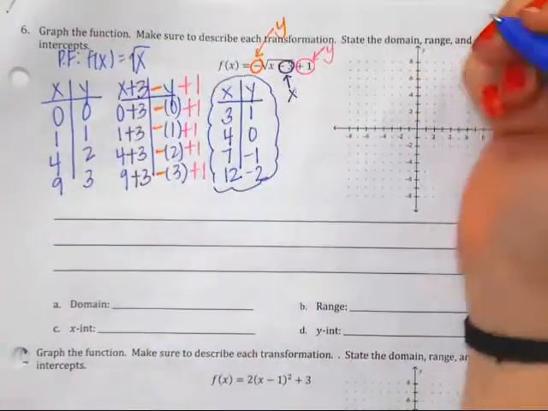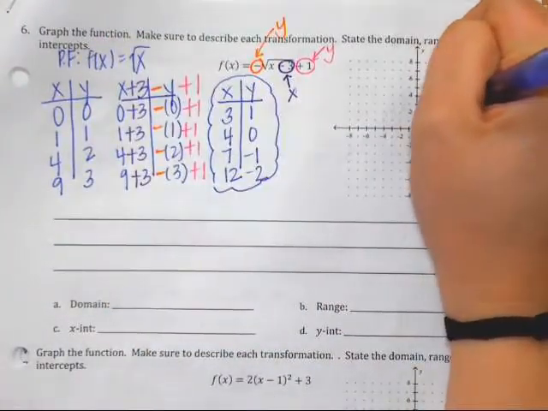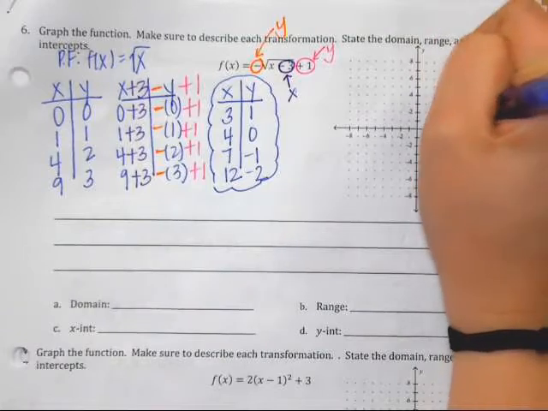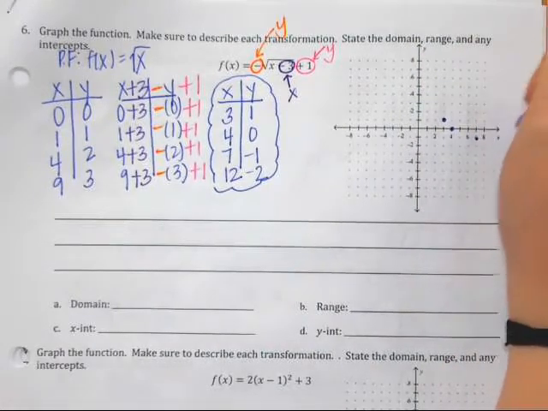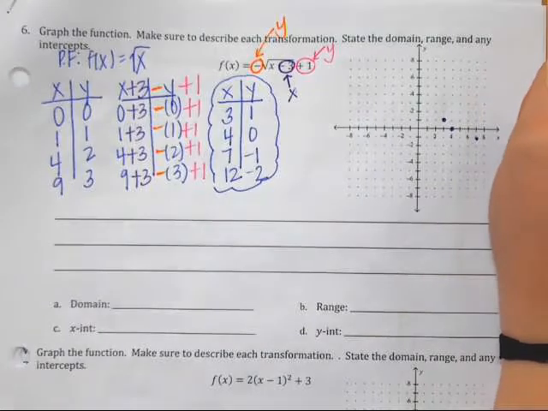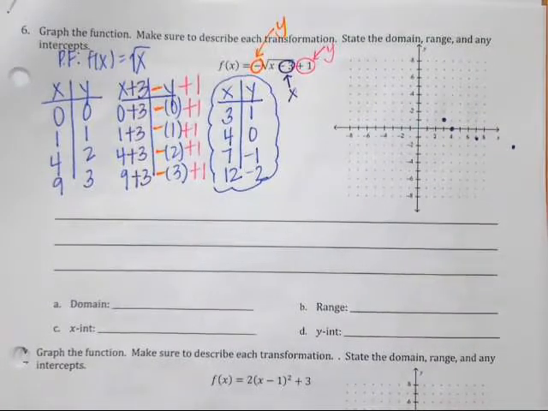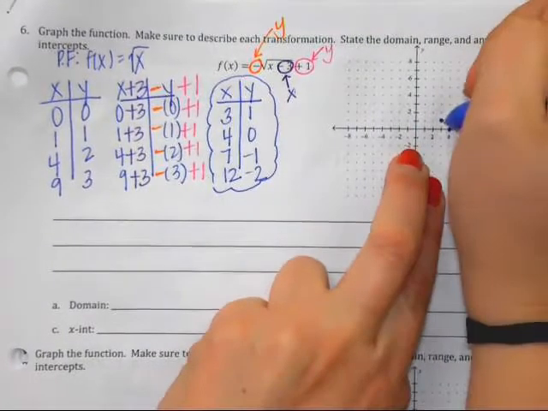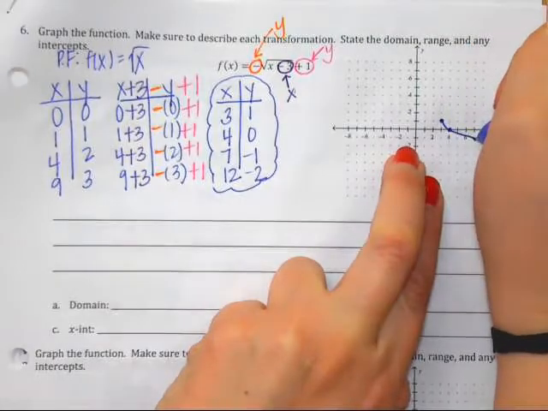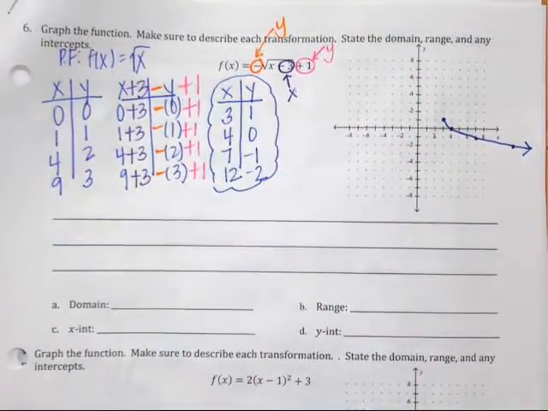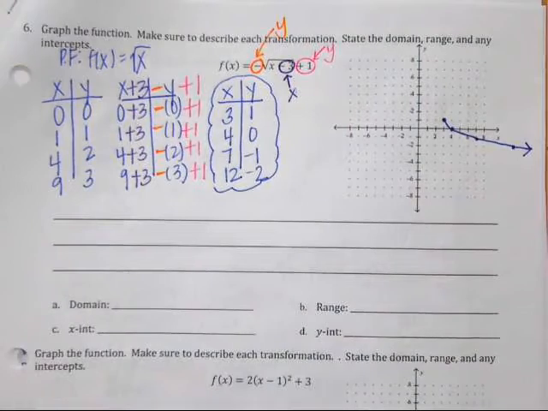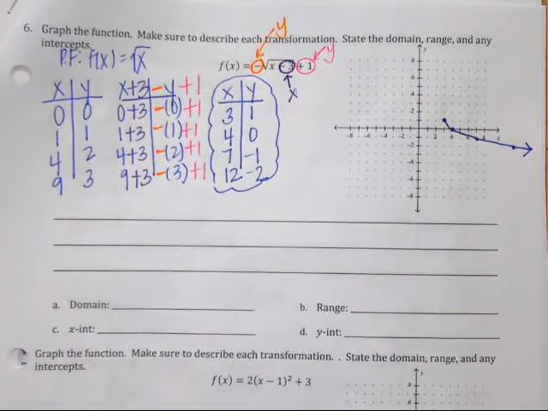So we're going to plot those points. 3, 1, 4, 0, 7, negative 1, and 12, which is way off of it, negative 2, looks like that. So it still looks like our parent function, but it's transformed. So there are 3 transformations. We have to describe those transformations.